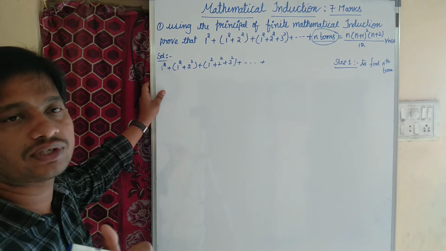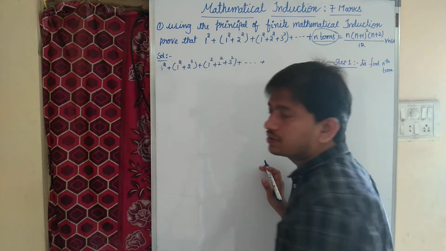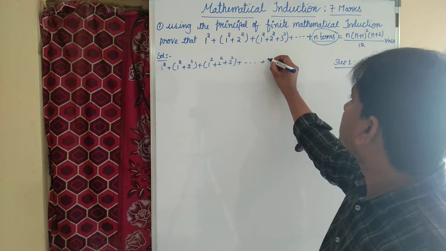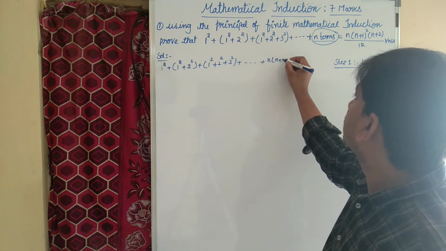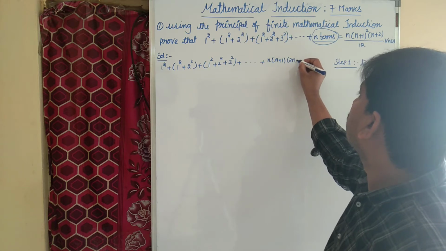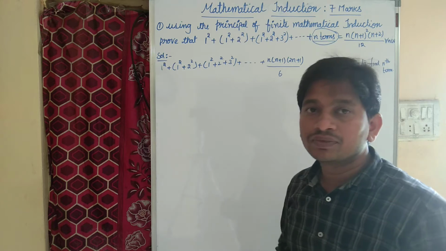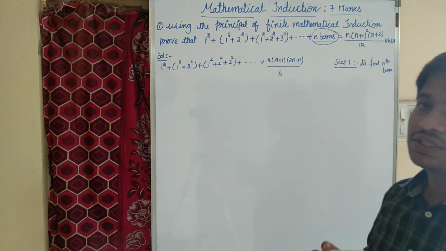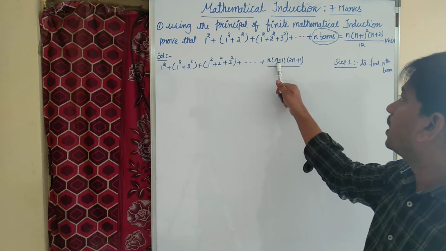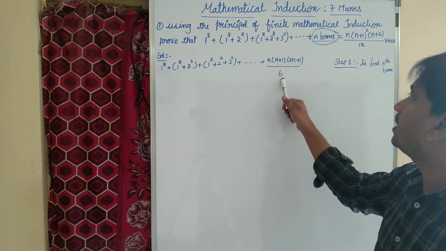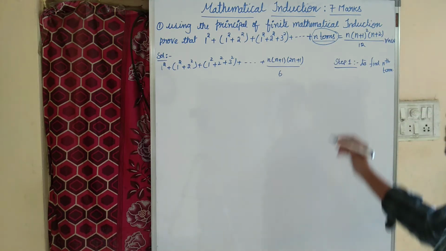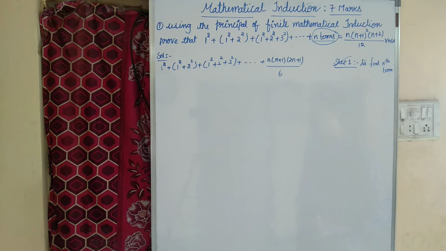What is the formula of sum of the squares of the first n terms? We learned in class 10th only, n into (n plus 1) into (2n plus 1) by 6. Okay, that is our step 1. We need to find the nth term of the given sequence.